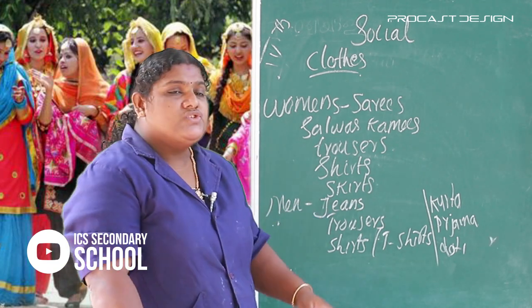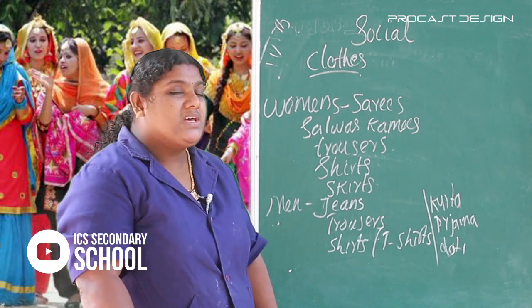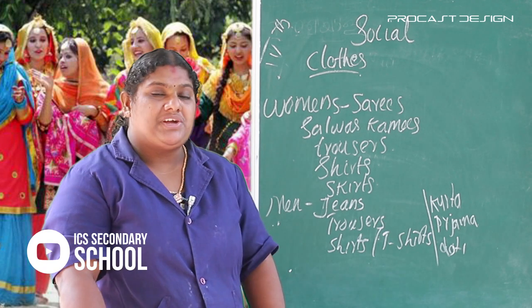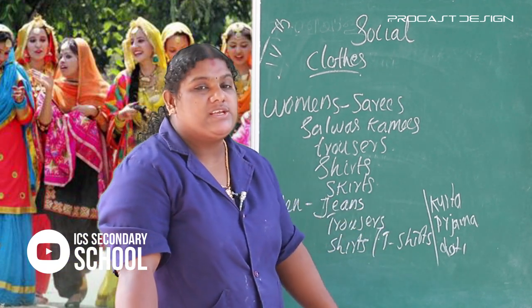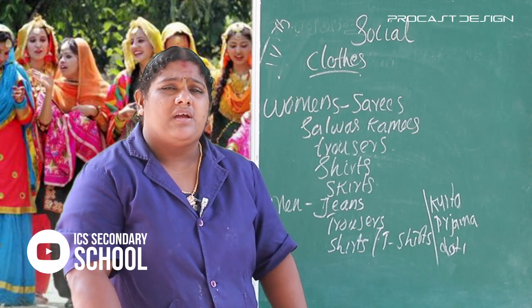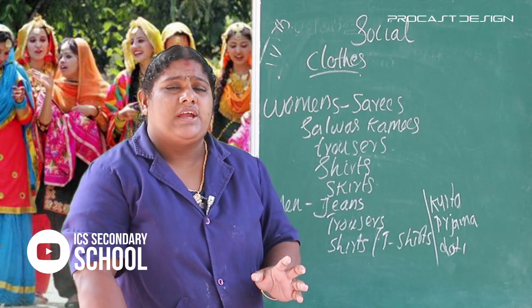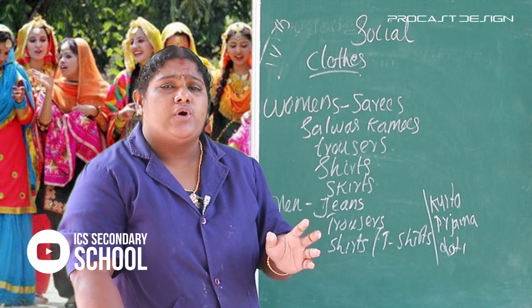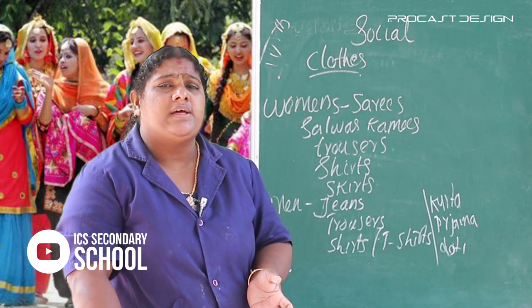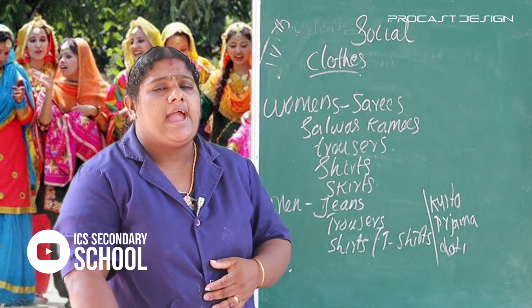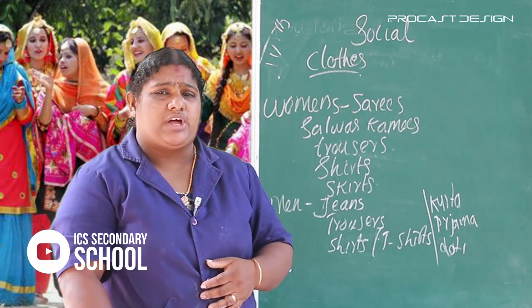Then men wear jeans, trousers, shirts and t-shirts, and also in some parts men wear kurta, pajama and dhoti. And in some states in South India, the dhoti is called mundu in Kerala and veshti in Tamil Nadu.